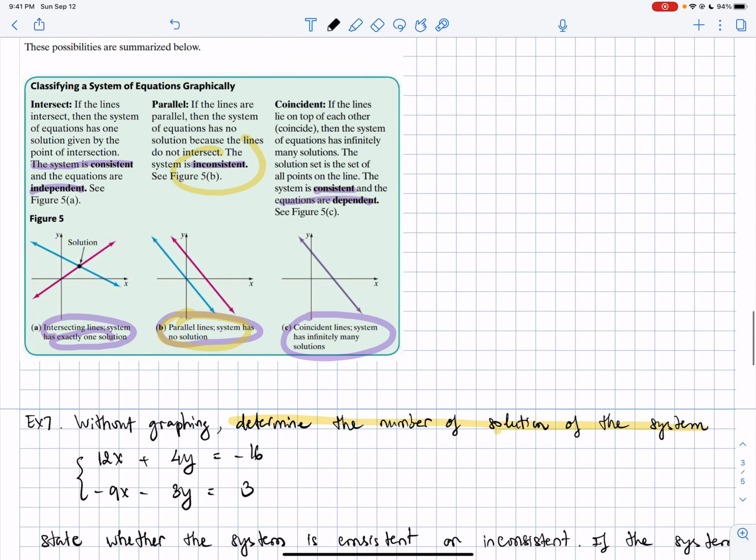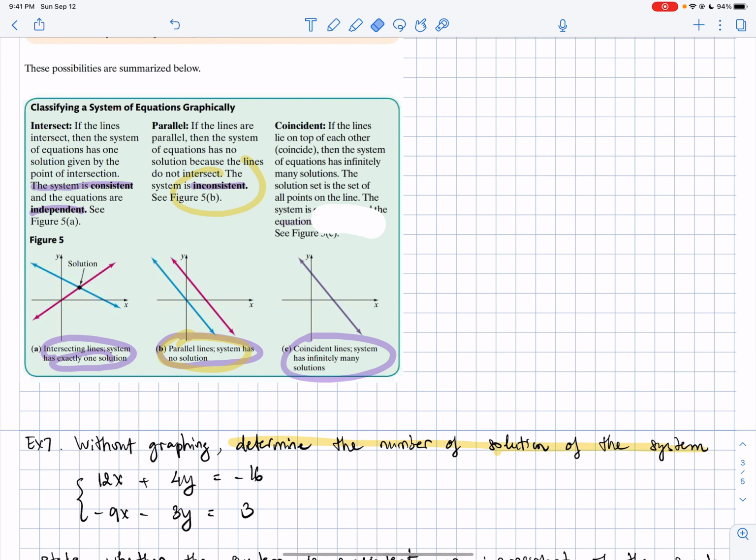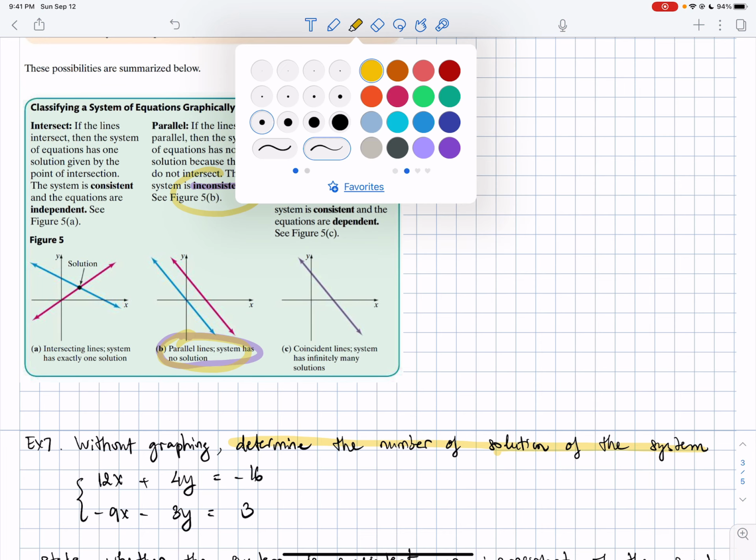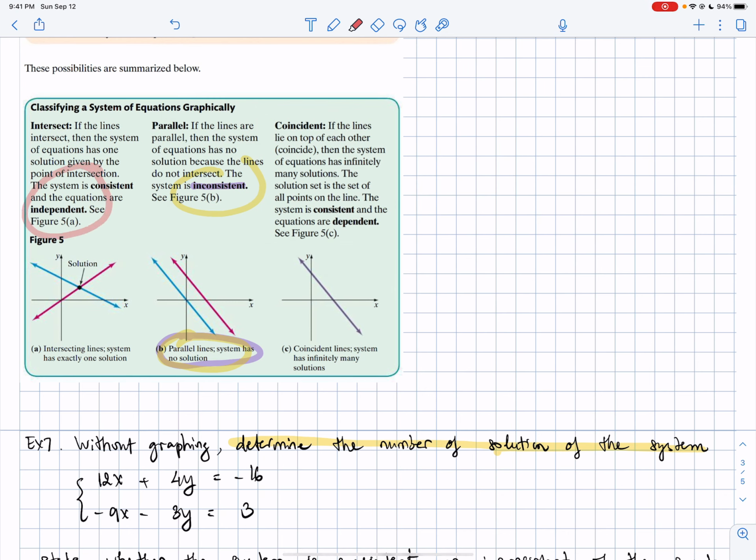The consistent case happens where the lines meet each other. So right here and right here, right? So the first case and the third case, number 1 and number 3. If we have number 1 and number 3 consistent, then we can tell whether it is dependent or independent. So recall that if we have the coincident case, that means they have exactly the same y-intercept and the same slope. So both of them are the same.